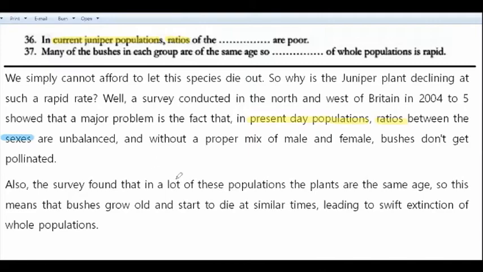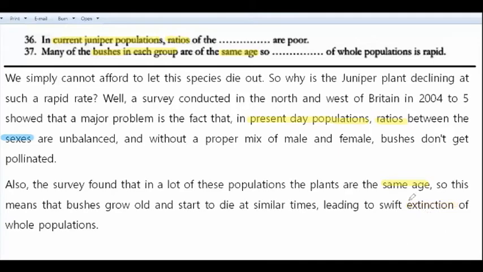Okay. Now, 37, many of the bushes in each group are of the same age. Right? Maybe bushes in each group, same age. We're listening for that age. And here we have same age. Okay, so this means that bushes grow old. So blank of whole populations is rapid. We need a noun here. Right? Bushes of whole populations? No. Grow old? No. Start to die? No. Leading to swift? Aha. Extinction. Extinction of whole populations.